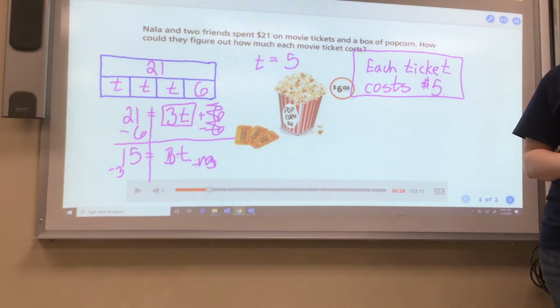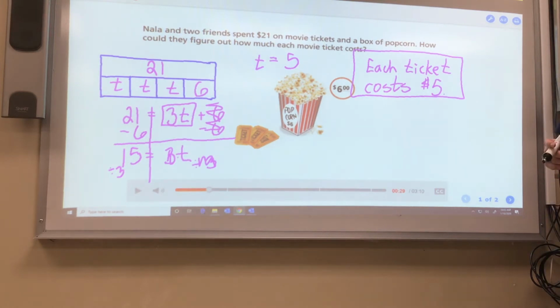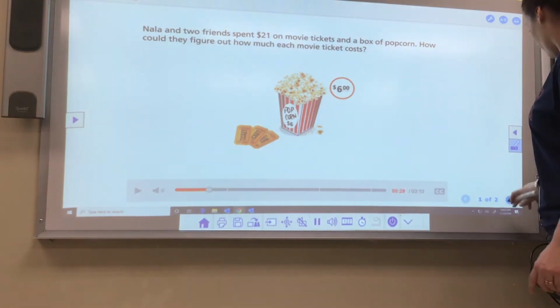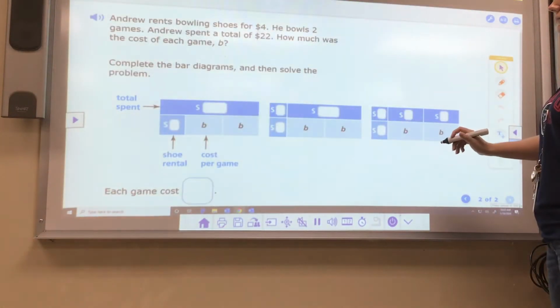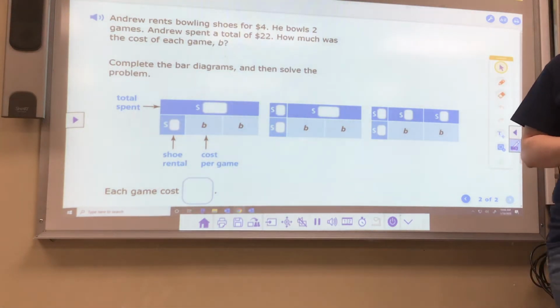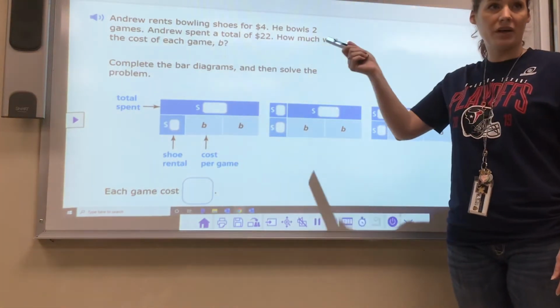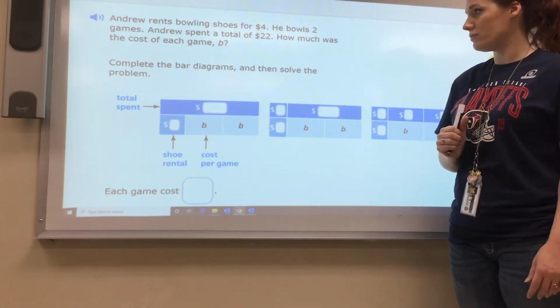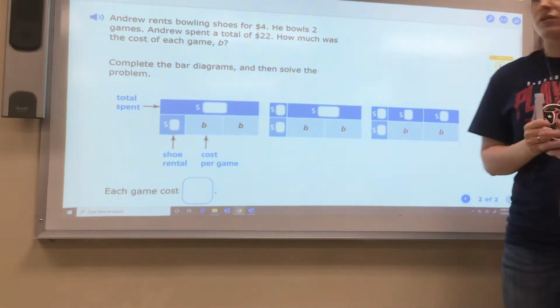Do we need more time for writing? Okay. You done? Okay. All right, next problem. All of these today are taking real life situations, representing them as an equation, and then solving the equation. So let's read this one first.